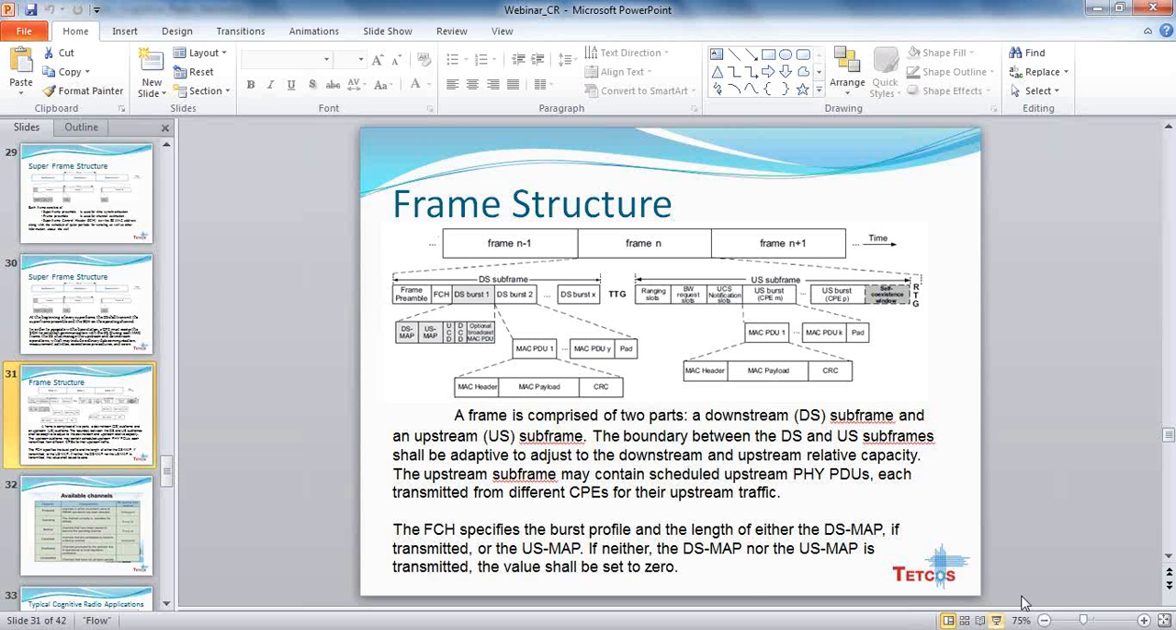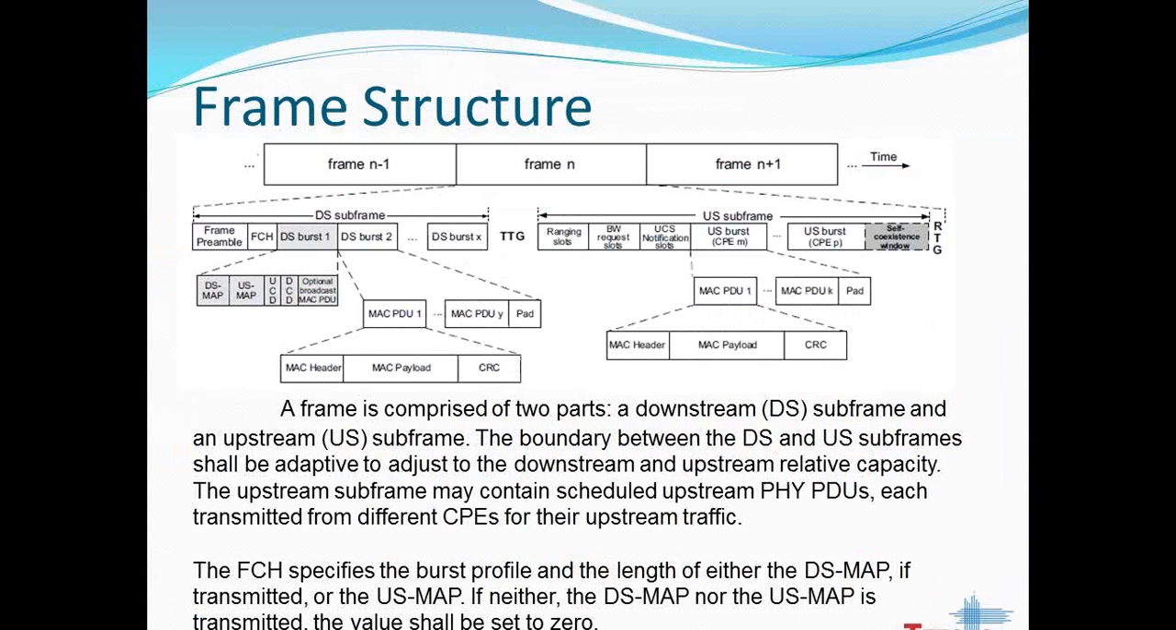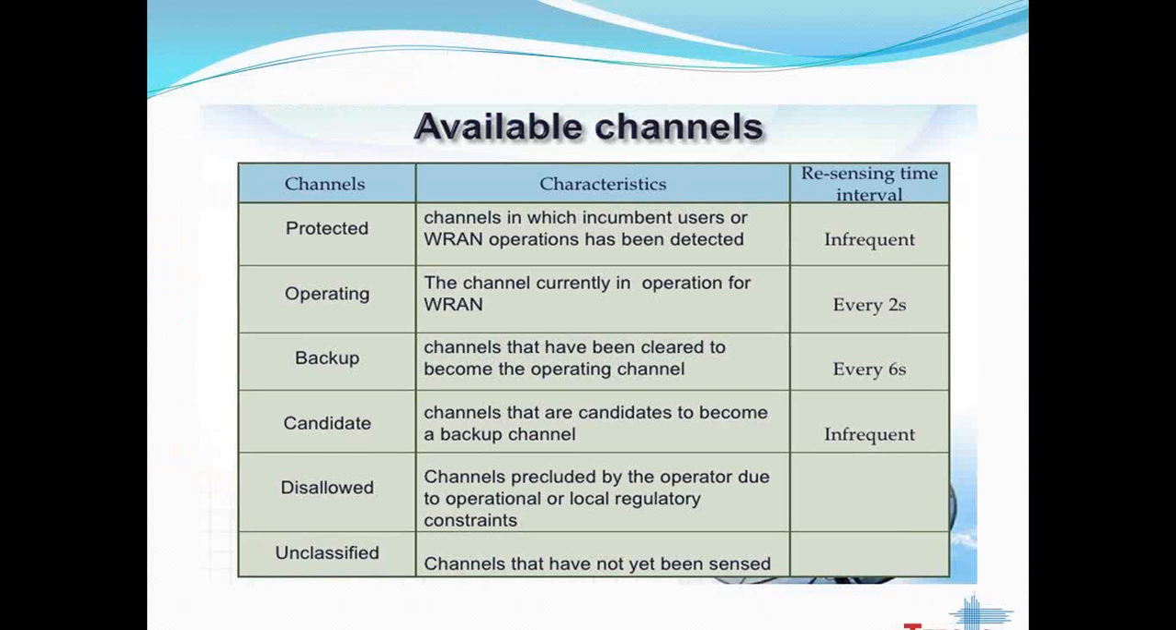So by the time the simulation finishes, let me continue. In cognitive radio, a channel has various statuses. When the channel is specified as protected, it means WLAN operation has been detected. Operating means that the channel is currently in use. A backup channel is one which is cleared to become the operating channel, that is, a secondary user can use it.